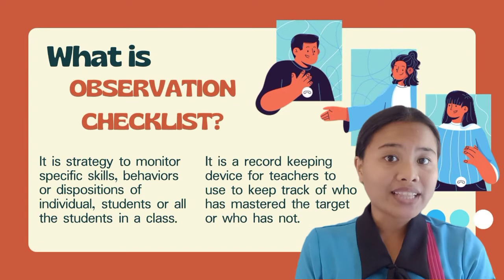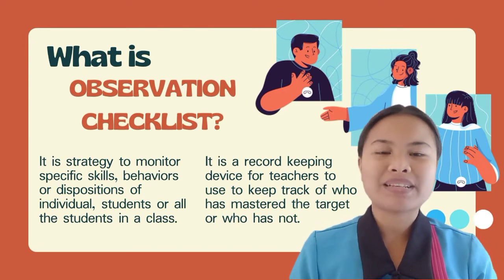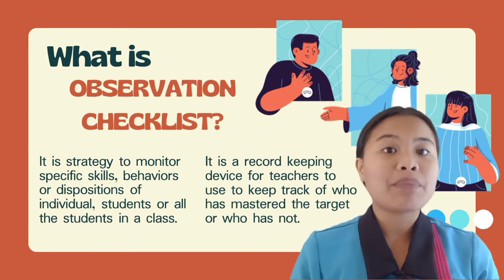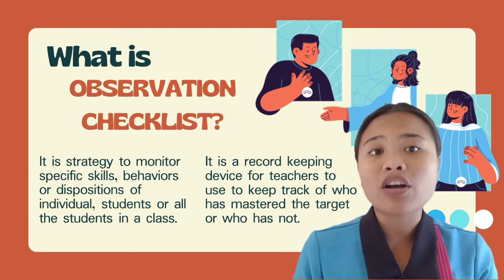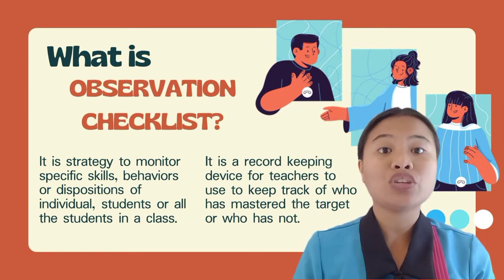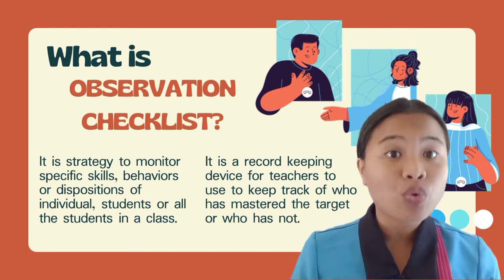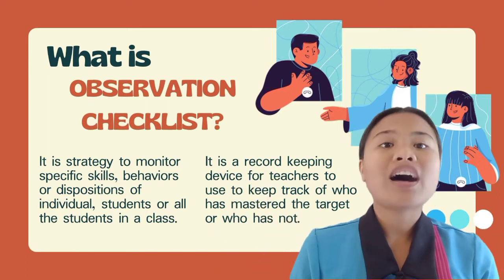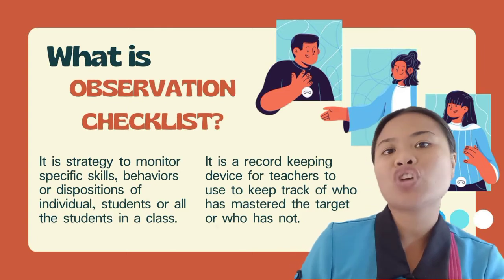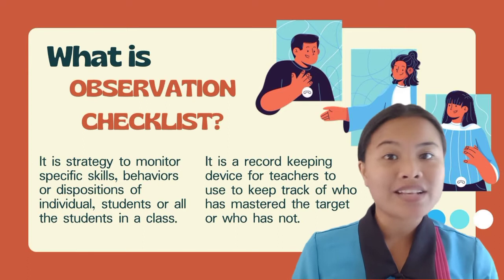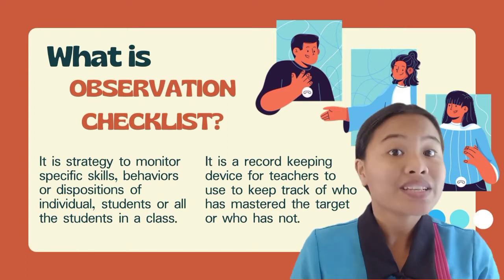What is observation checklist? It is a strategy to monitor specific skills, behaviors, or dispositions of individual students or all the students in a classroom. It is also a record-keeping device for teachers to use to keep track of who has mastered the target or who has not. A student observation checklist is used by teachers to perform an individual or group evaluation on students regarding their behaviors and interactions within the classroom. Observation checklists allow teachers to examine and adjust their teaching practices to cater to the learning needs of their students and determine ways to correct disruptive behaviors if there is any.